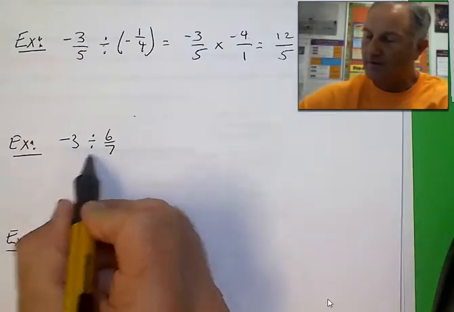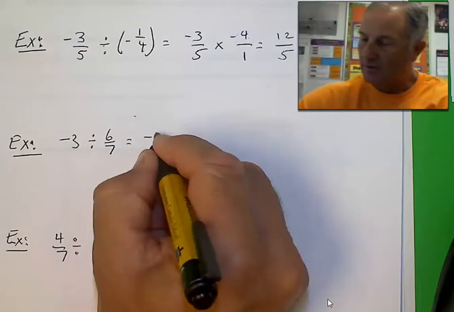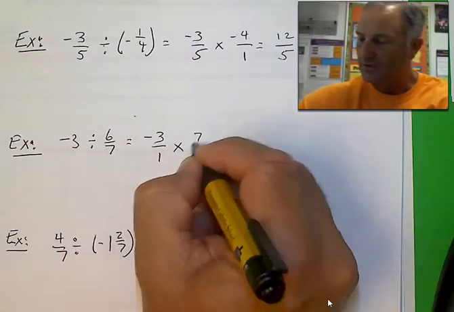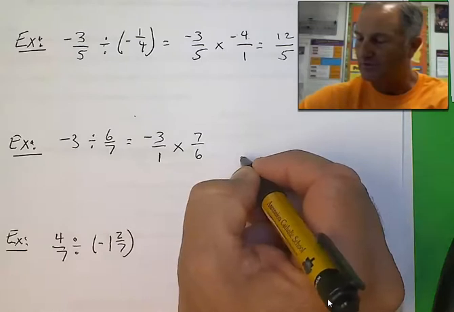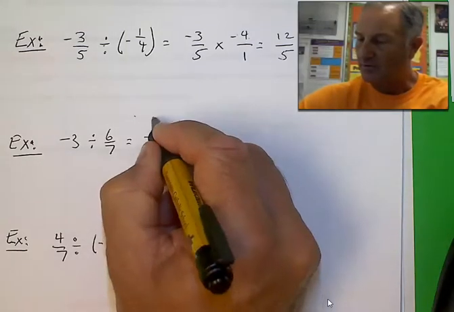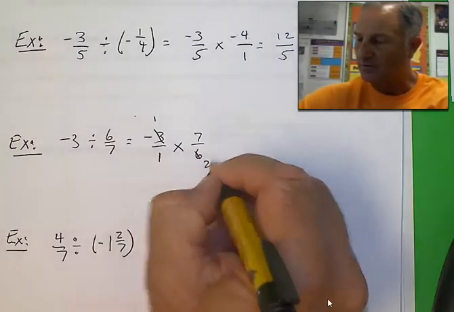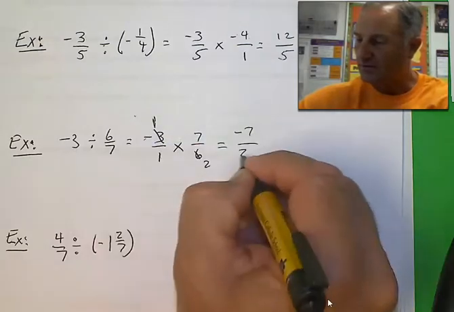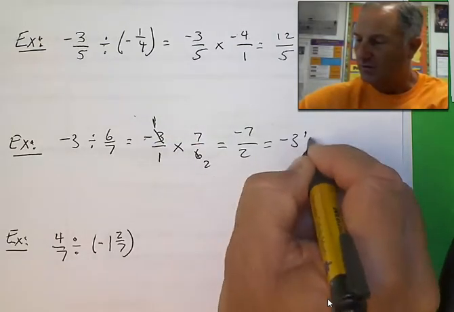-3 divided by 6/7. I can write that -3 as -3 over 1. Change division to multiplication and take the reciprocal of the number that follows. I'm going to cross cancel here. 3 goes into itself once, goes into 6 twice. -1 times 7 is -7 over 2. -3 1/2.